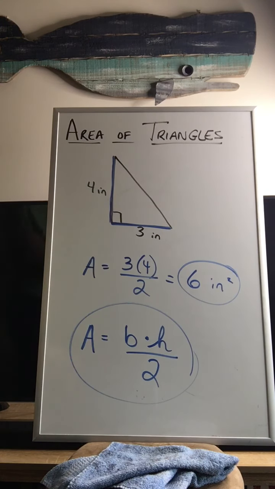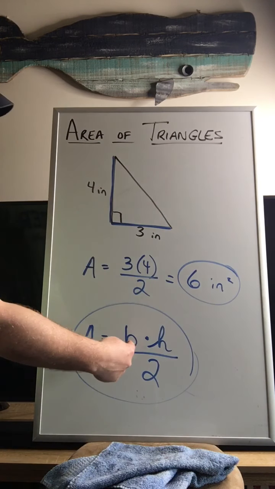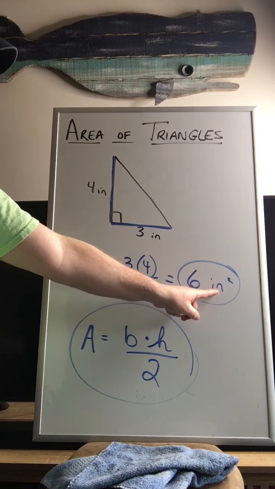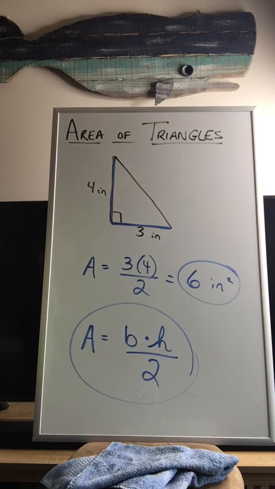So for all these problems you'll be doing in the next couple of days, if they're triangles and you're finding the area, you're going to do the base times the height and then divide it by 2. And make sure you label your answer. With all area problems, the answer is labeled in square units.